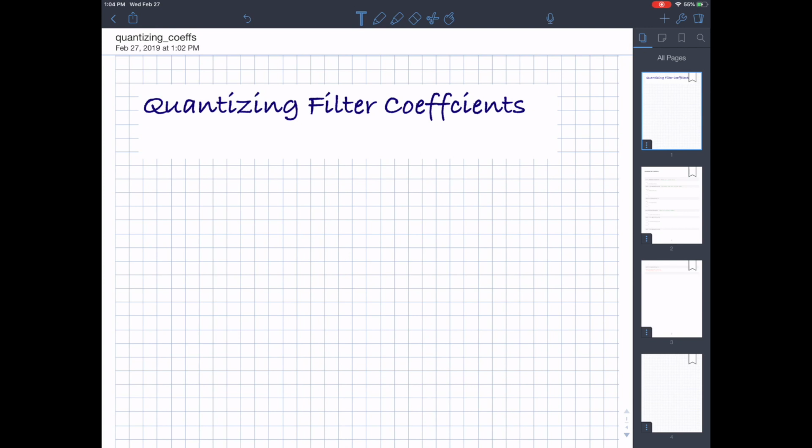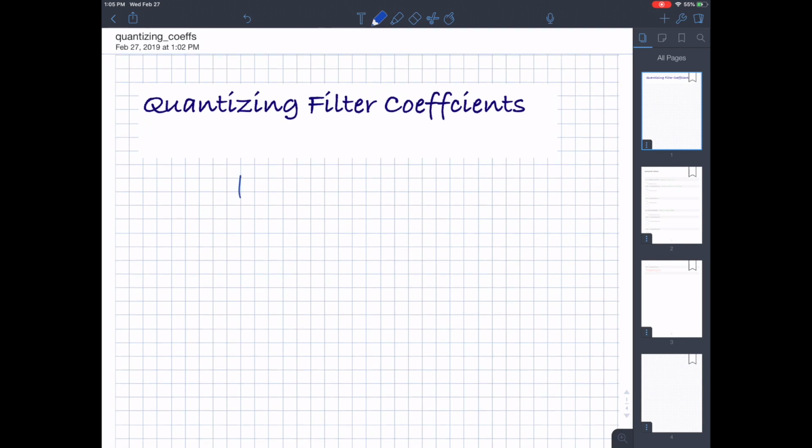Okay, this video is about quantizing filter coefficients because, as we talked about in class, sometimes you're going to want to implement a filter using fixed point math and you only have a certain number of bits to represent all the numbers for those calculations. Okay, so let's draw a picture here of the rectangle that represents a number.